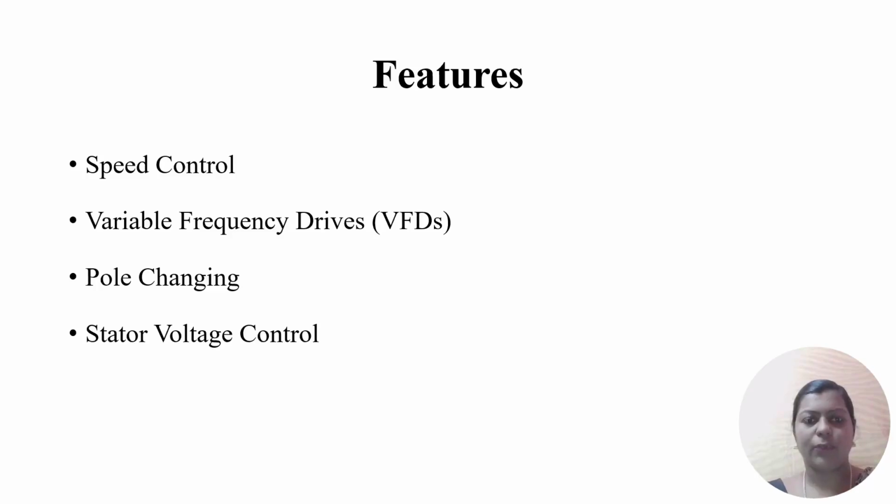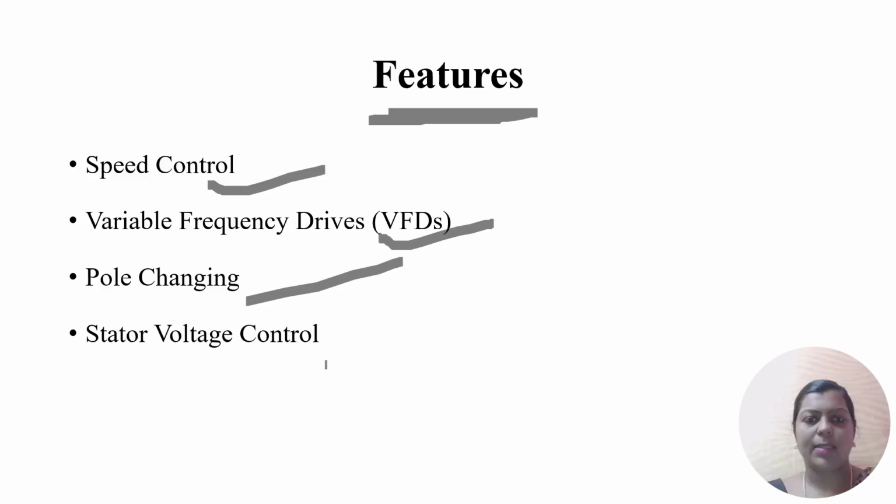So what are the features actually? Features are very important in any of the motors we introduce. In induction motors, the features are speed control, variable frequency drives, pole changing, and stator voltage control. The speed control is nothing but the speed of the motor being controlled appropriately. Next, the variable frequency drive, that is VFD, is where the frequency produced or obtained by the motors can be varied and controlled.